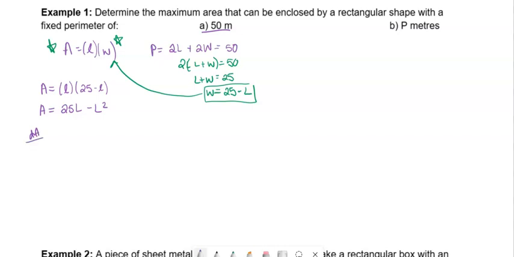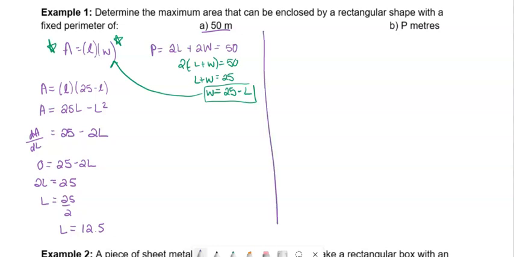So I want to take the derivative of A with respect to L. I want to find the optimal, the max or the min here. So I'm going to set this equal to 0 and rearrange to see that the length of this rectangle must be 12.5.